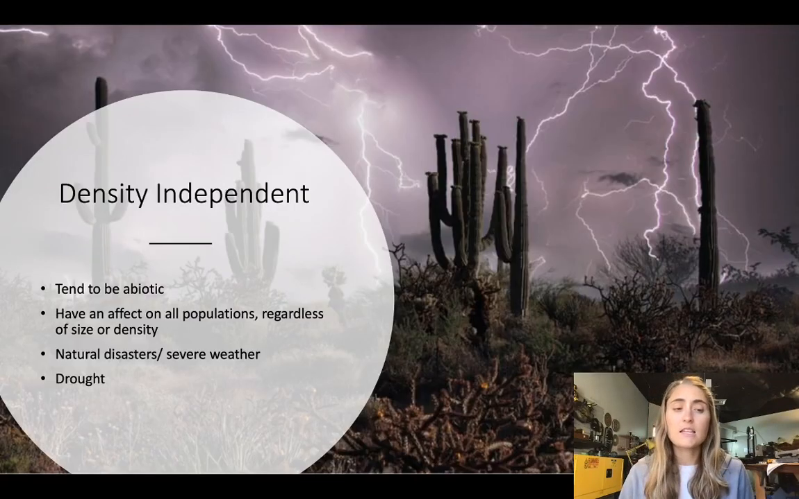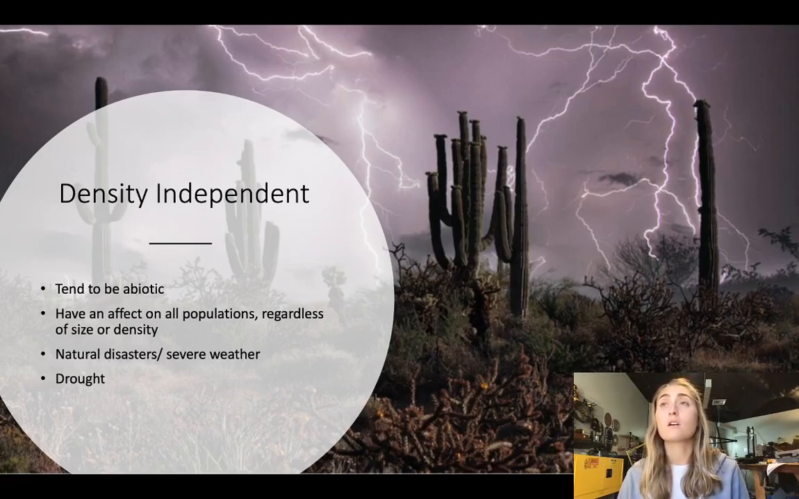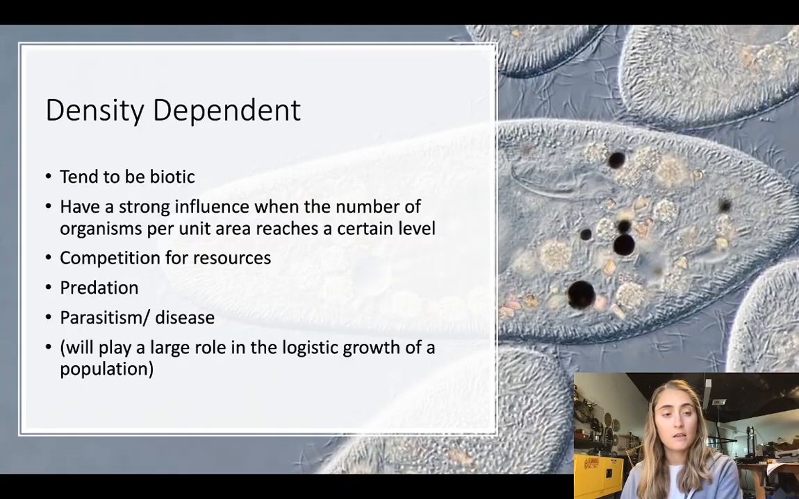Whereas density independent has nothing to do with the relative size of the population. These tend to be abiotic characteristics, and they're going to affect all populations, all sizes of populations, regardless of density, all the same. So these are going to be things like natural disasters, severe weather, drought. It doesn't matter how big your population is, where you are within your carrying capacity. If a severe drought hits, everyone within the population is going to be impacted.